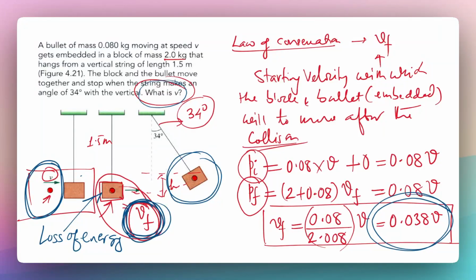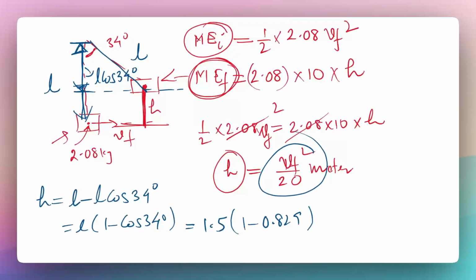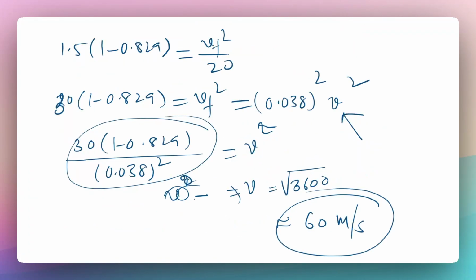So we can only apply law of conservation of energy when we have this final velocity, right? Or the final kinetic energy, which is half m Vf square, where m is 2.08, right? Which includes the bullet, right? So to find this Vf, basically we use the law of conservation of momentum, right? And basically we found the Vf in terms of V, which is 0.038 V, right? And then we apply the law of conservation of energy part 2, right? To half into m into Vf square is equal to mgh. Okay. So my h comes to be Vf square by 20, and then we solve for it using the simple arithmetic, and basically we can get our answer to be 60 meter per second.